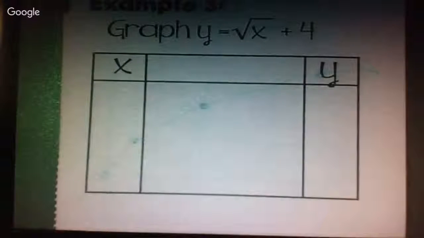Take a look at this one. Remember, when I had x squared and plus 4 was on the outside, what did it affect? What did it do to my graph? If I added 4 on the outside, it wasn't in the parentheses, we changed the y, right? It changed your y, moving it either up or down. So let's see what happens.